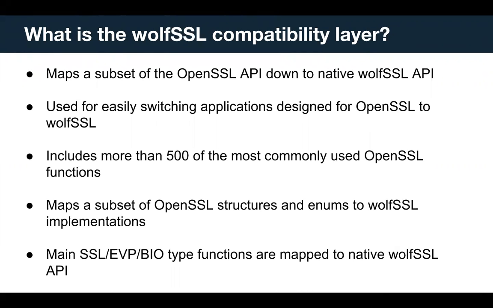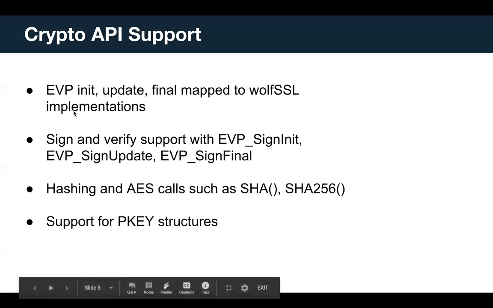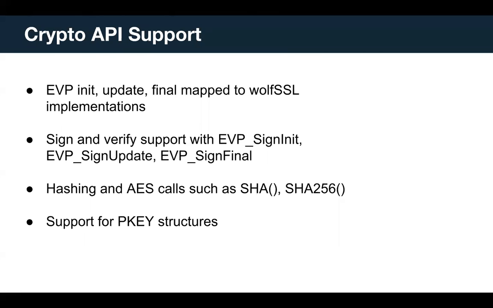An example of a few of the crypto APIs supported would be implementations for EVP and BIO. Covering a bit more about the crypto APIs supported, there's support for EVP init, update, and final function calls. In addition to the init, update, and final functions, there are signing and verifying EVP APIs available. These EVP functions are abstracted functions that OpenSSL uses for many different underlying algorithms, such as performing an RSA signature operation or doing AES encryption.